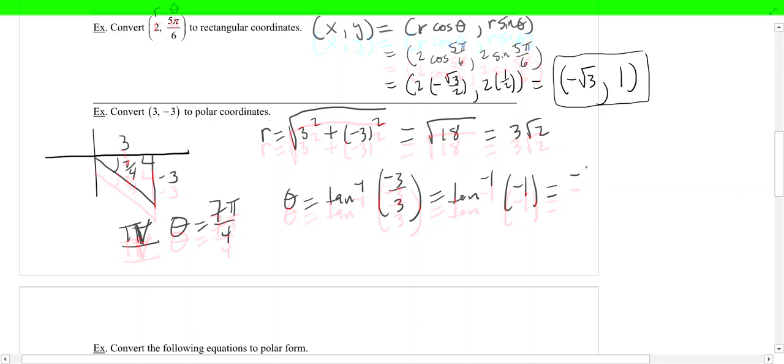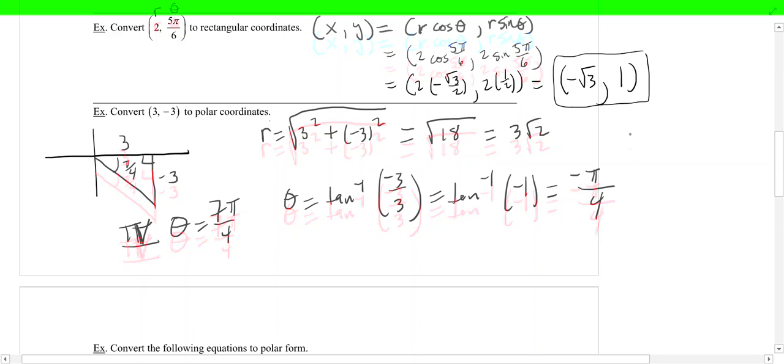Because remember, it has to be in the first or fourth quadrant, and this is definitely in the fourth quadrant, so we would designate that as negative pi over 4 instead of the 7 pi over 4, because of the definition of an inverse, in the way that you have to be continuous between negative pi over 4 and pi over 4 for inverse tangent. That's by definition.